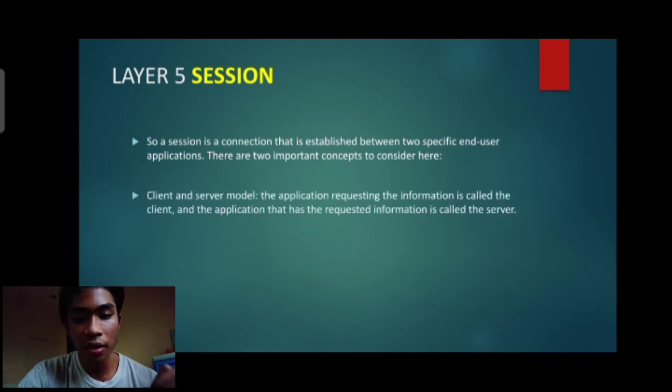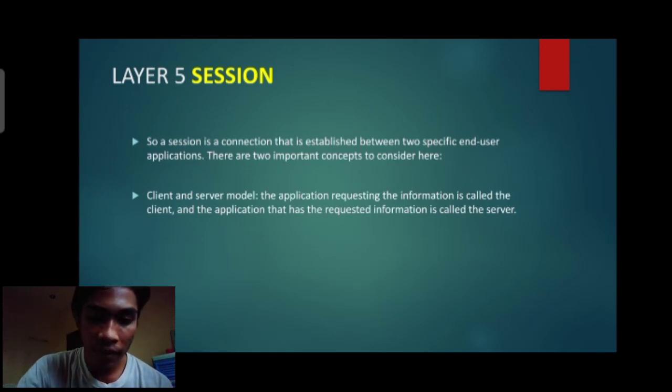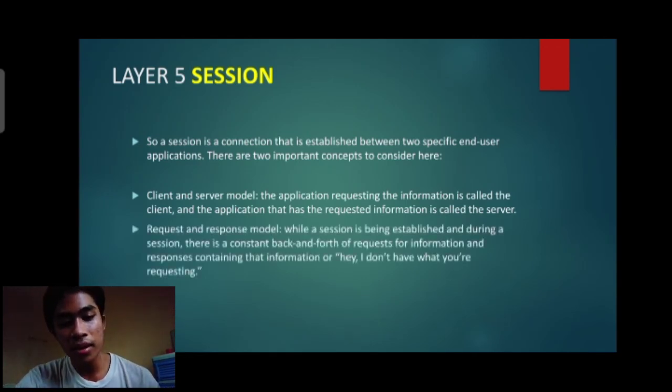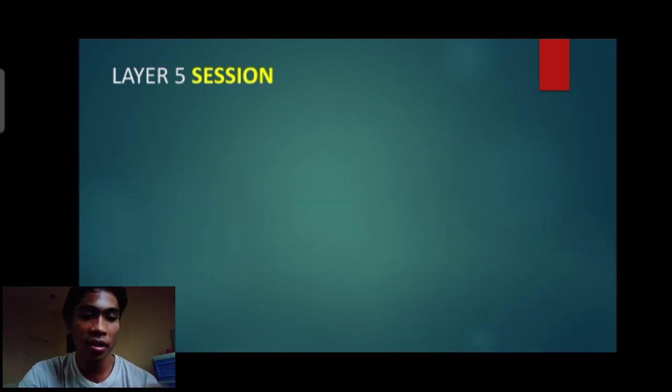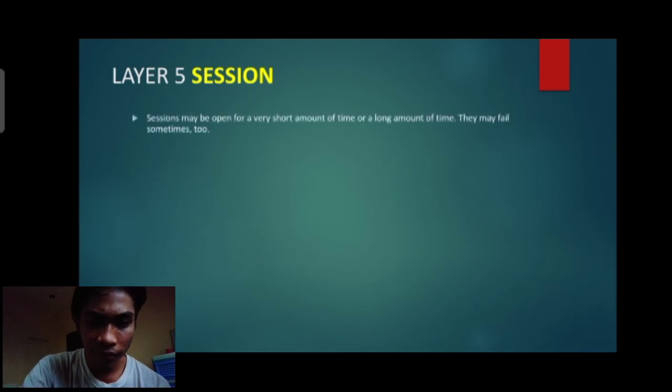The client and server model: the application requesting the information is called the client, and the application that has the requested information is called the server. The request and response model: while a session is being established, and during a session, there is a constant back and forth of requests for information and responses containing the information, or "Hey, I don't have what you're requesting." That's how it works in the session layer.